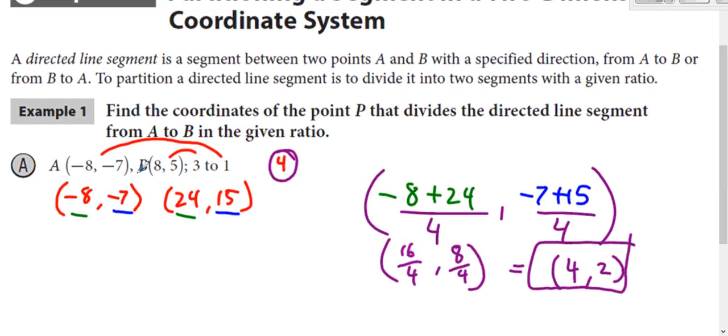If you were to plot all three of those points, if you were to plot -8, -7, 8, 5, and then put 4, 2 in the middle of them, well, it won't be quite in the middle, you would see the ratio. You would see that A would be over here, B's over here, and then this point that splits it would be somewhere right around there, so that this has a length that's 3 times the length of the other side. It'd be a 3-to-1 ratio.